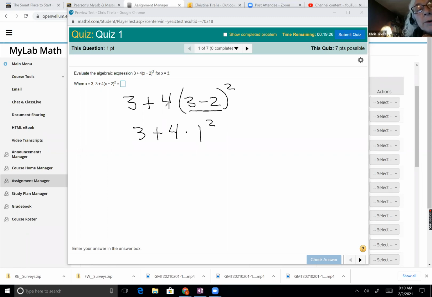There were a heck of a lot of people, and I don't know where it came from. This number in front of the parentheses is being multiplied by the parentheses. Make sure that you treat that as multiplication in between there. Next is exponents. 1 squared is 1. Then multiplication, 4 times 1 is 4. So here the final answer would be 7.